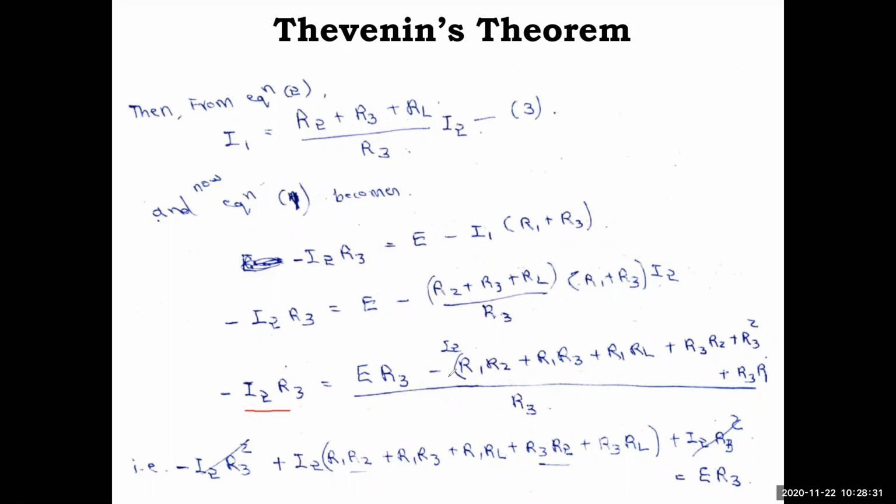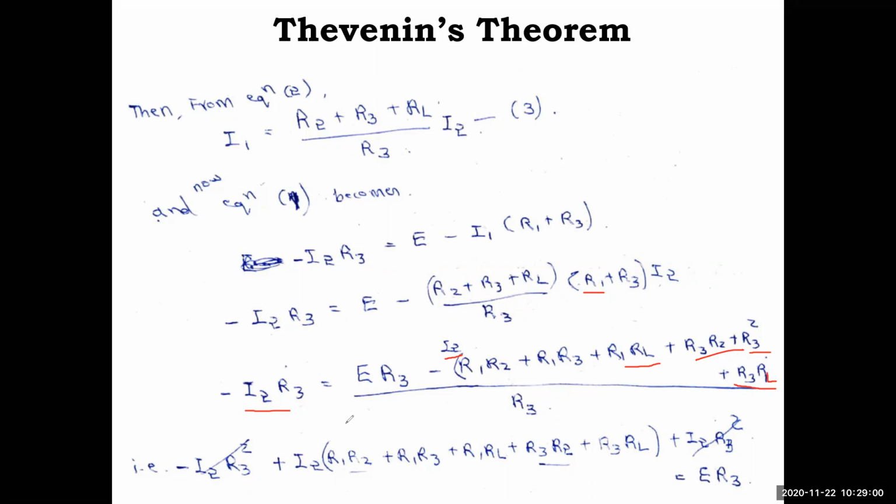So E into R3 minus I2 I have taken outside here, and all the resistors I am multiplying here. So first R1 with all the resistors. So R1 into R2, R1 into R3, R1 into RL till here, right? Then R3 into each of the resistor. R3 into R2, R3 into R3 is R3 square, R3 into RL. Okay, so this is RL. Clear? So note down properly. Divided by R3. So this R3, whole R3.